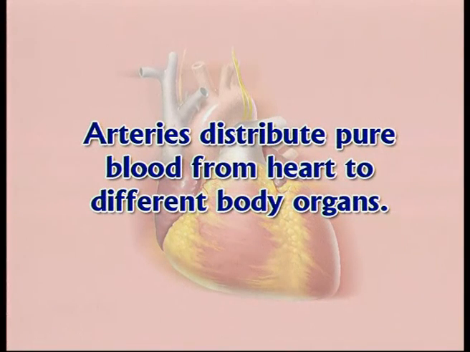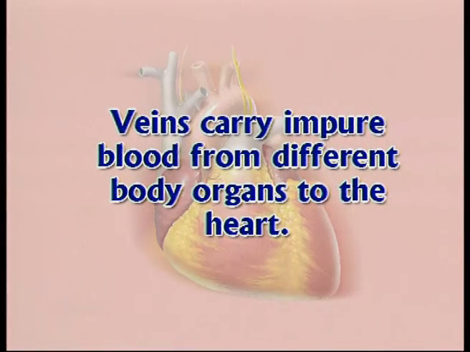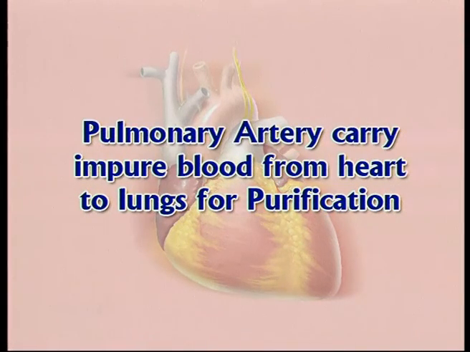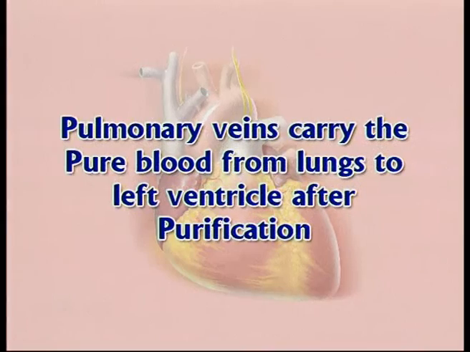As you know, two types of blood vessels are found in the body. Some are called arteries, some are called veins. All of you know arteries distribute the pure blood from the heart to the different body organs, and veins carry impure blood from the different body organs towards the heart. Except one vein and one artery: the pulmonary artery carries the impure blood from the heart to the lungs for purification, and the pulmonary veins carry the pure blood from the lungs to the left auricle after purification.